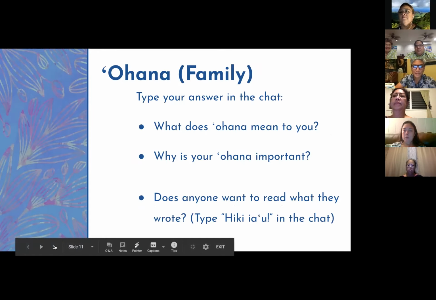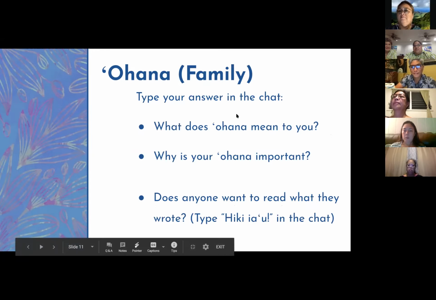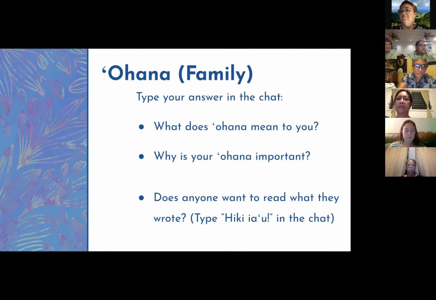All right. So we're going to do a little question real fast. Type your answer in the chat for what does ʻOhana mean to you and why is your ʻOhana important? Okay. And it can be quick, two sentences maybe, or even two words, whatever you guys want to write about your ʻOhana.